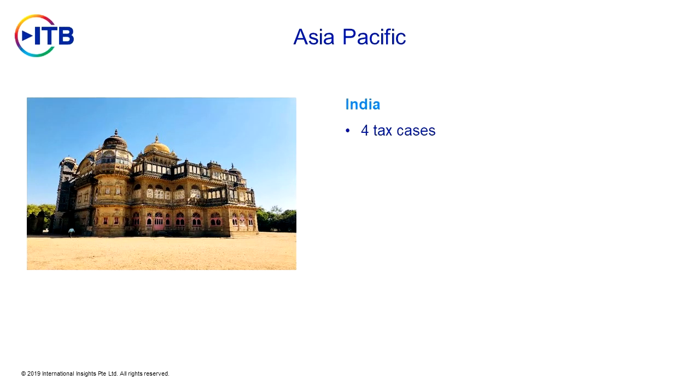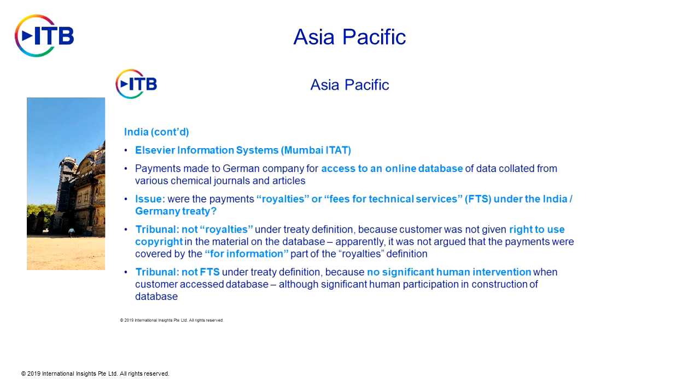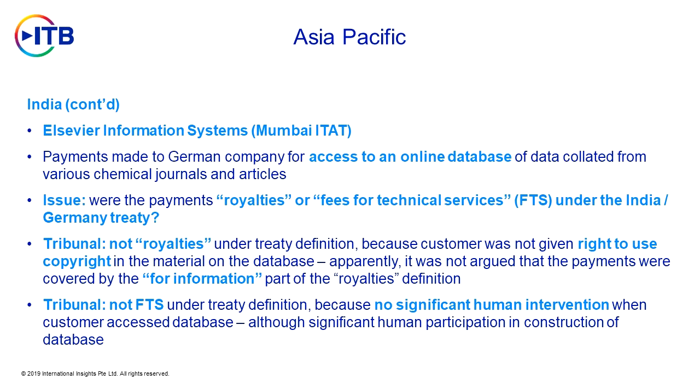I have 4 cases from India, which I will take you through fairly quickly. The first is Elsevier Information Systems, which was decided by the Mumbai Income Tax Appellate Tribunal. The case related to payments made to a German company for access to an online database of data collated from various chemical journals and articles. The issue was whether the payments constituted royalties or fees for technical services under the India-Germany Treaty.